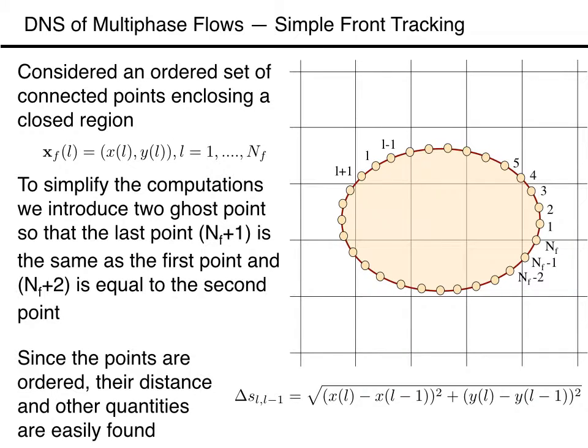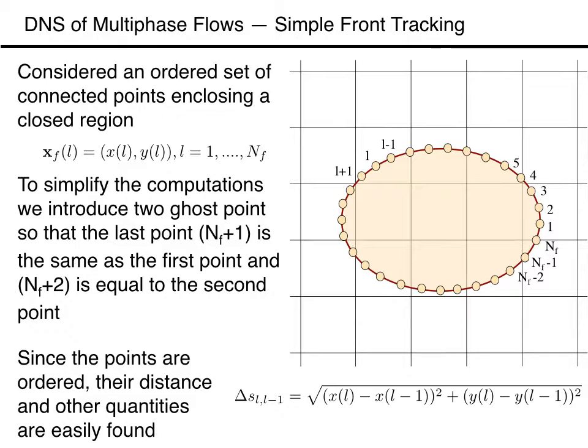We will start by assuming that we are only dealing with one interface and that it is closed, thus representing a bubble or a drop embedded in a different fluid. Since the points are ordered, we use an index L that takes on the values 1, 2, 3, and so on, until we have enough points to discretize the entire interface. We'll take this number to be NF.